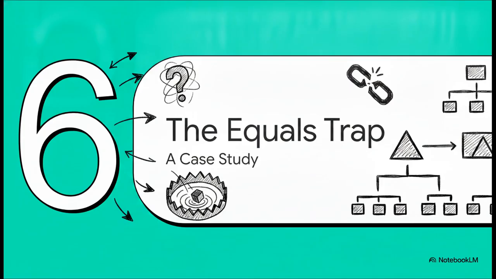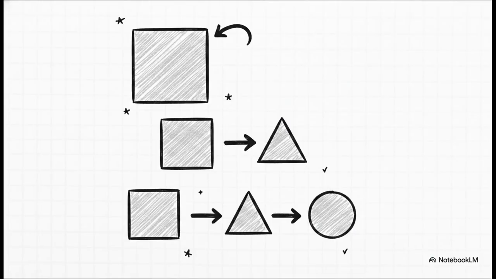Section 6, Case Study, the equals trap. To really ground this theory, let's look at a trap hiding right in plain sight. Java's root equals method. This method actually implements a strict mathematical equivalence relation based on 3 critical rules. Number 1, it's reflexive. X equals X must always be true. Number 2, symmetric. If X equals Y, Y must equal X. And 3, transitive. If X equals Y and Y equals Z, then X inevitably equals Z.